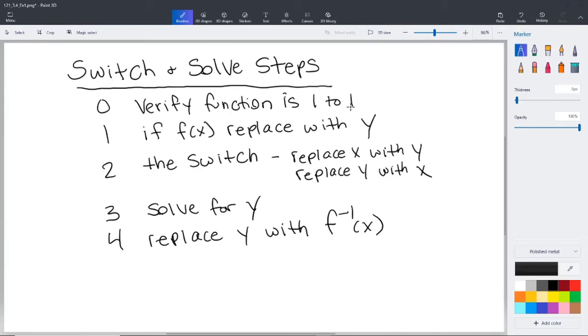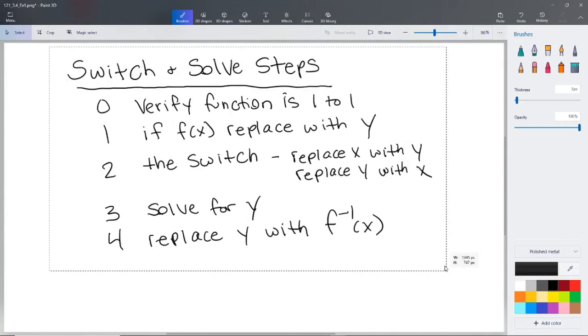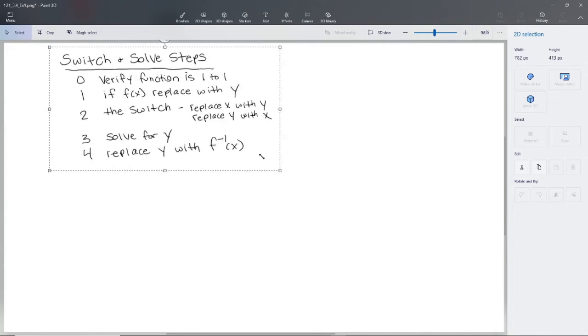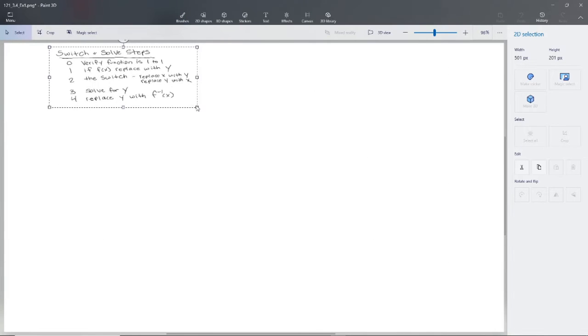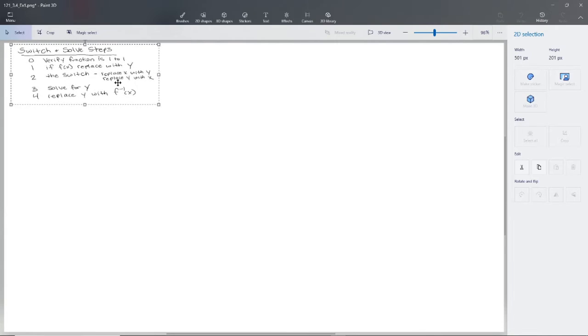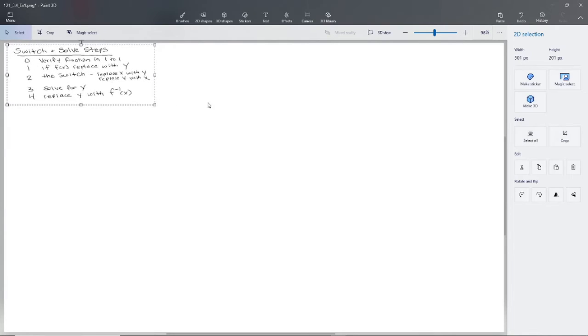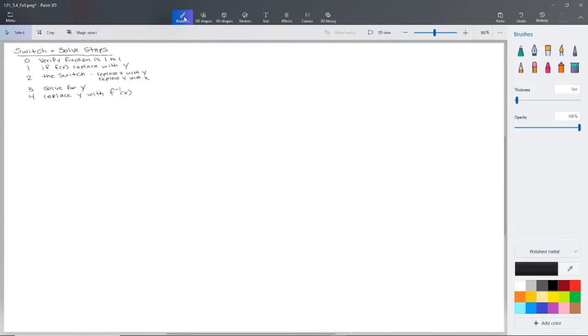So let's go ahead and look at example 5 on page 279 and see if we can employ this fun switch and solve method. Let me take our steps and minimize them so that we still have them, but we have more space to work on. Got to love the power of Microsoft Paint 3D here, which I've been using. All right, so our steps are in place and ready to go.